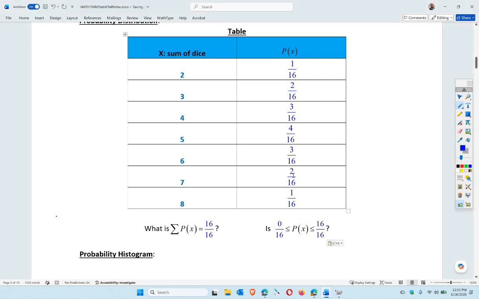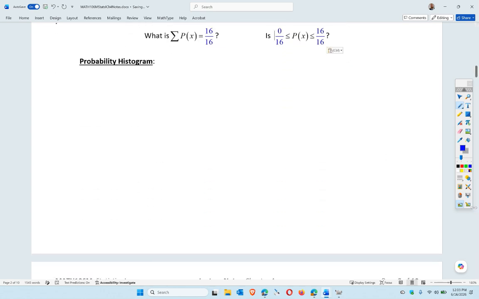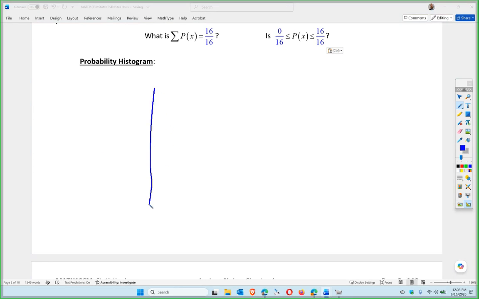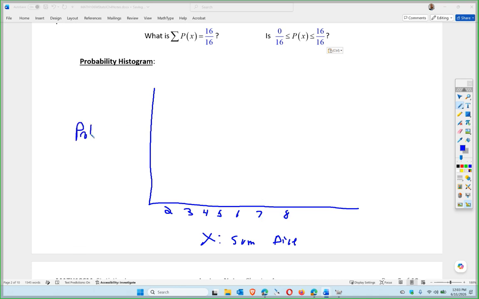Okay, so let's draw a probability histogram of this particular data, right? So if I draw this, I'm just going to do an axis, right? This is X, the sum of the dice. You only need 2, 3, 4, 5, 6, 7, and 8, right? And on the side, you're going to have probability, and you can do it in 16ths, right? So you have 1/16, 2/16, 3/16, and this only goes to 4/16, right?